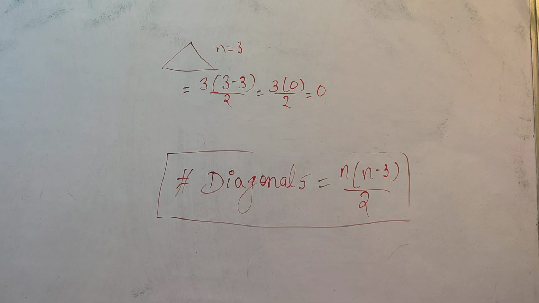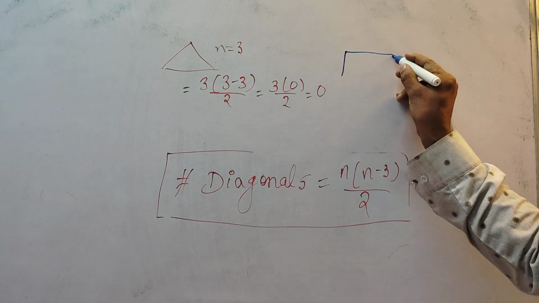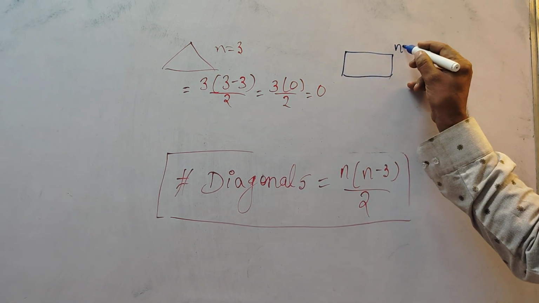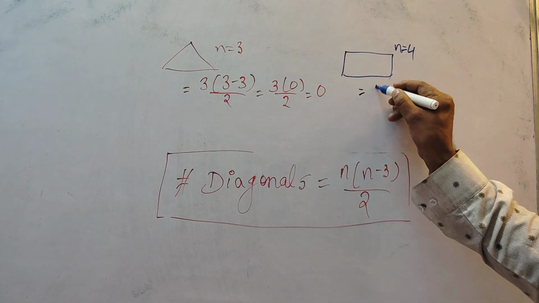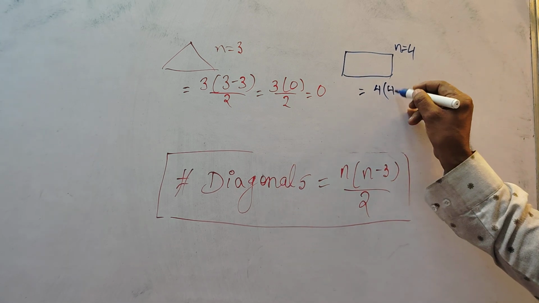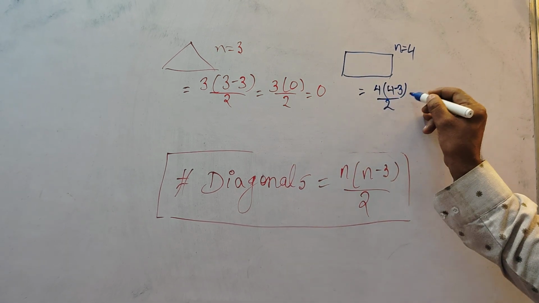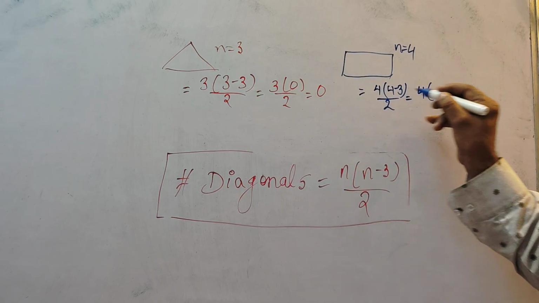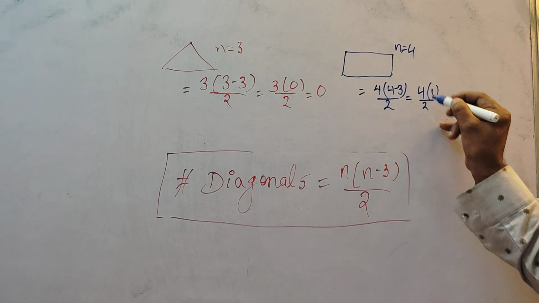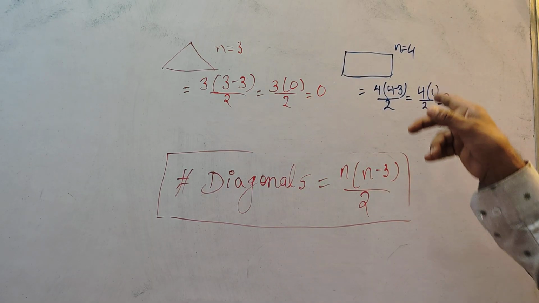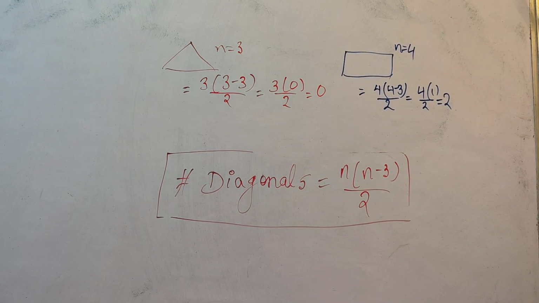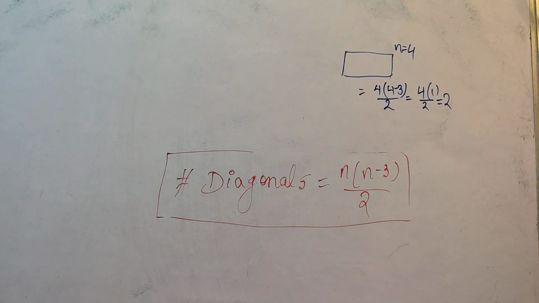Now come to the quadrilateral, a four-sided figure. We count the number of diagonals again using this formula. Here n is 4. In the bracket we write 4 minus 3, over 2. We solve the bracket first: 4 minus 3 is 1. 4 times 1 is 4, and 4 divided by 2 gives 2. So we obtained 2 diagonals in the quadrilateral, which we have done already. Okay, now come to the pentagon. For a 5-sided figure we find the number of diagonals.